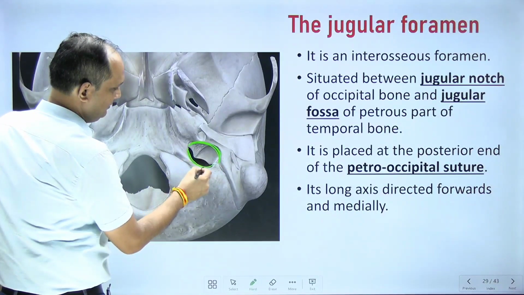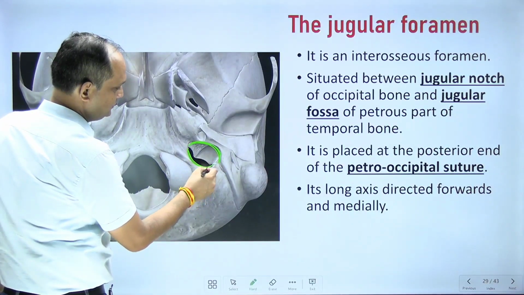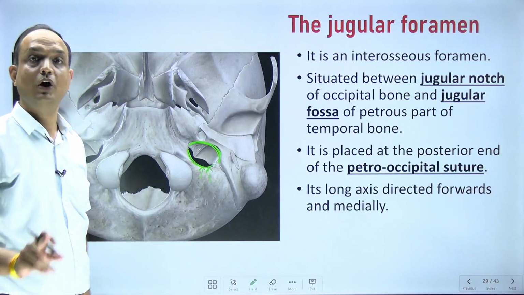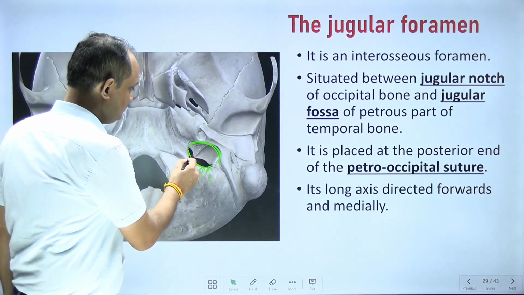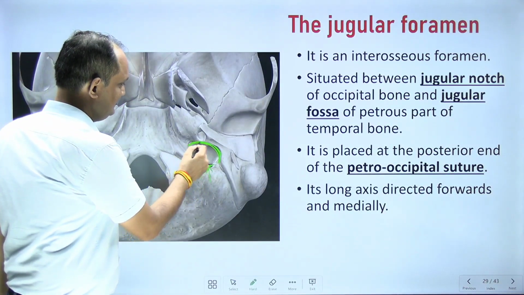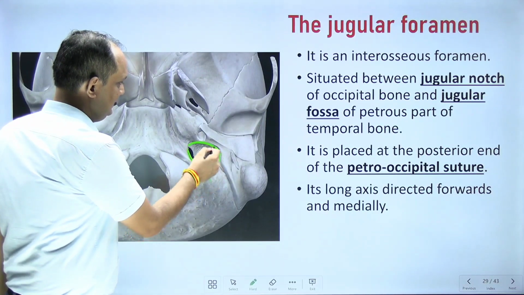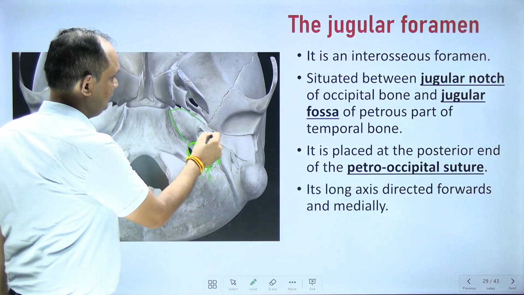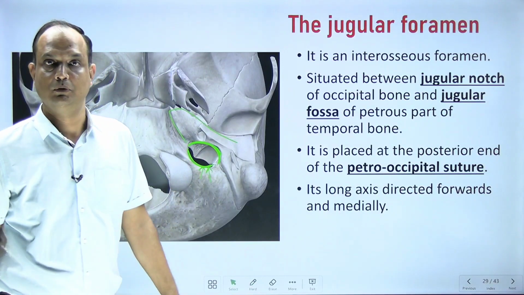Now, I just told you about this posterior part. What is this posterior part? It is known as jugular notch. Now, this jugular notch is converted into the foramen by this anterior area. This anterior area is actually the part of the petrous part of temporal bone.